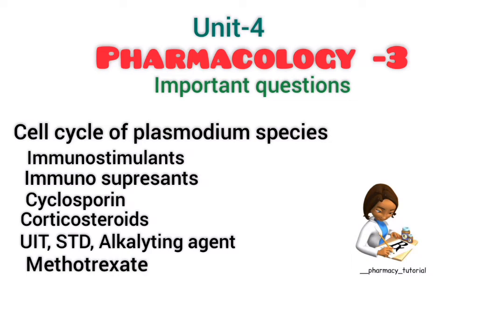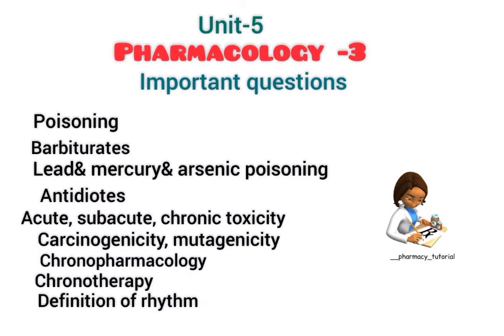And in 2 marks questions, they always ask the causative agents for STD. It is like that. And next, methotrexate, they are going to ask its mechanism of action, uses, and adverse effects. And from Unit 5, the last unit in pharmacology, they are going to ask about poisoning, barbiturates, lead and mercury, arsenic poisons, antidotes definition, what is an antidote, give an example.